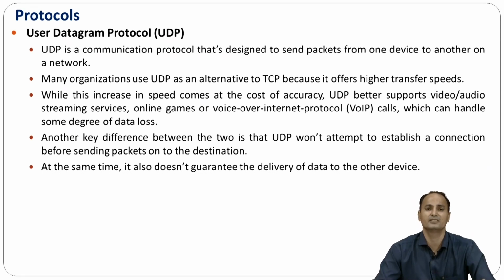While this increase in speed comes at a cost of accuracy, UDP better supports video and audio streaming services, online games, or Voice over Internet Protocol calls, which can handle some degree of data loss. The two differences between UDP and TCP are that UDP will not attempt to establish a connection before sending packets to the destination. At the same time, it does not guarantee the delivery of the data or packets to other devices. So these are the two drawbacks from which UDP suffers.